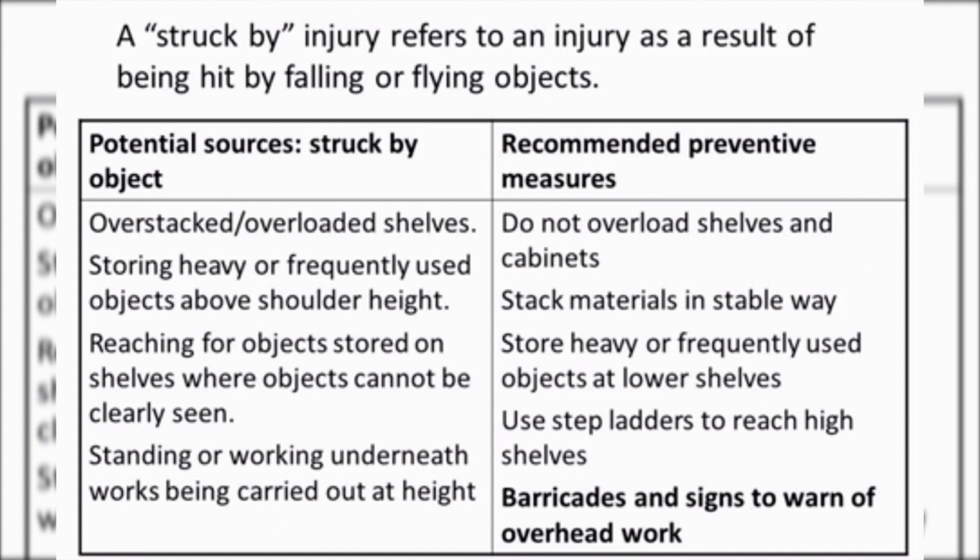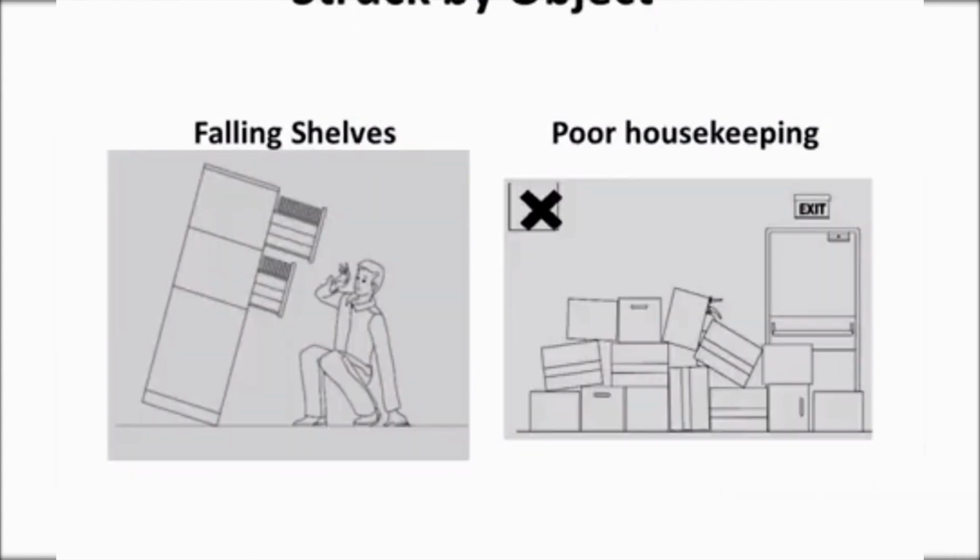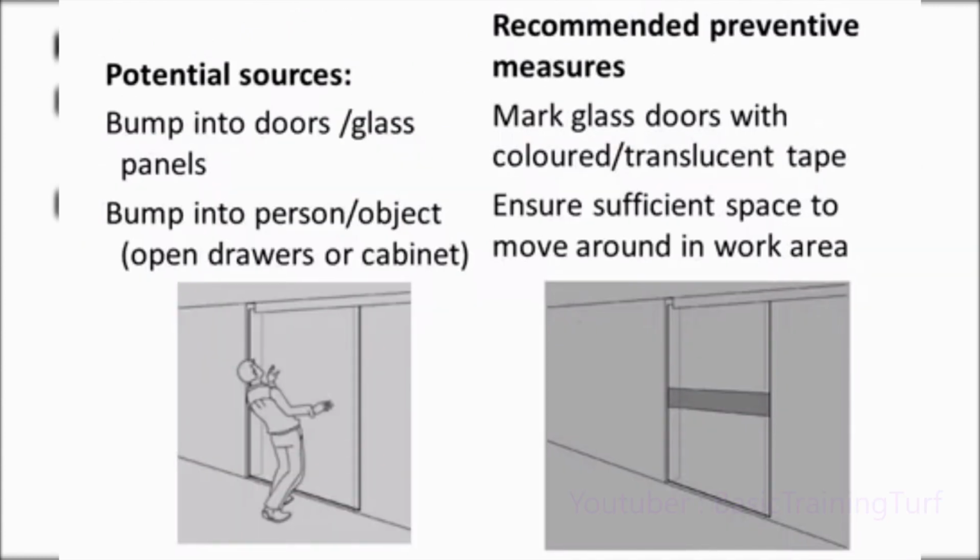Do not overload shelves and cabinets. Stack materials in stable way. Store heavy or frequently used objects at lower shelves. Use step ladders to reach high shelves. Barricades and signs to warn of overhead work, struck by object. Falling shelves. Poor housekeeping. Struck by object recommended preventive measures.